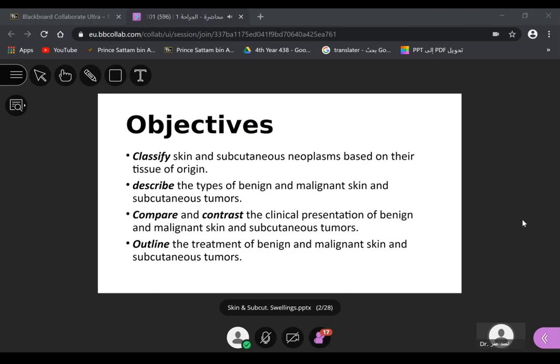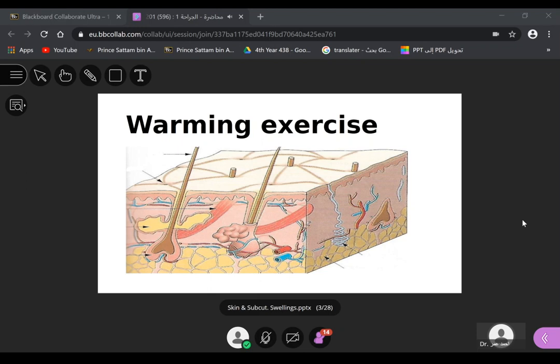We will also try to compare and contrast the clinical presentation of benign and malignant skin and subcutaneous tumors. So this lecture is mainly about what are the clinical features of benign and malignant skin lesions, what is the etiology of skin lesions in general, particularly the benign and the malignant ones, and what is the clinical presentation. We will not talk about the investigation and treatment, as the perspective of this course is mainly about the clinical features.